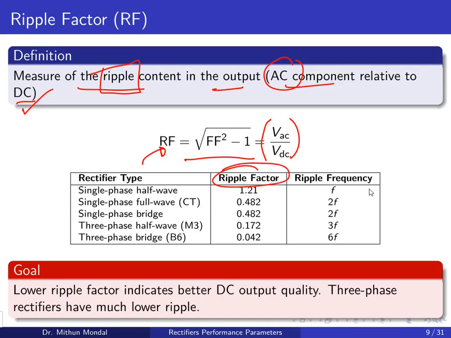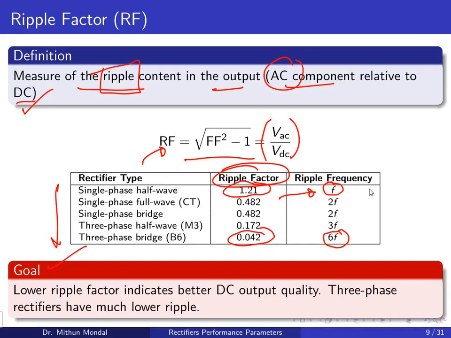Looking at the ripple factor of different configurations, the highest ripple factor we get is for single phase half wave, which is 1.21, and the least ripple factor we get is for the three phase bridge configuration. For the corresponding ripple frequency, the highest is 6 times the fundamental frequency for three phase, and the lowest ripple frequency is for single phase half wave.